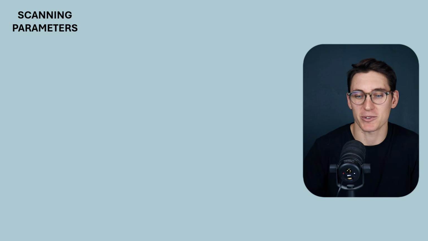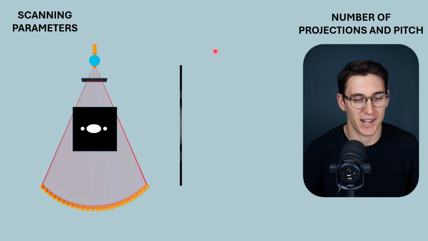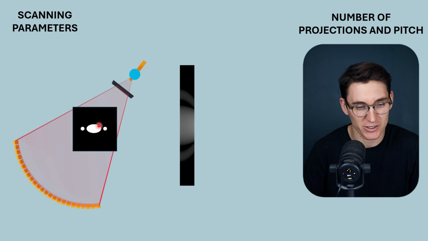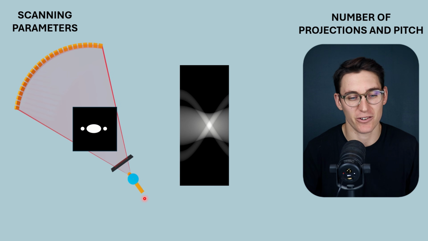The next scanning parameter we'll look at is what's known as the number of projections as well as the pitch. They go hand in hand. Remember, when the X-ray source rotates around a patient, we are filling a data space known as a sinogram.